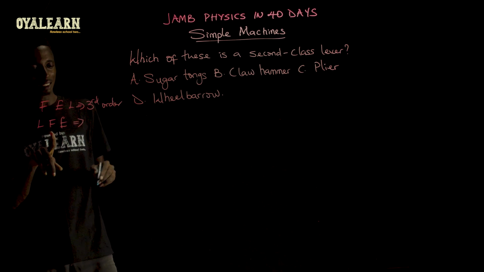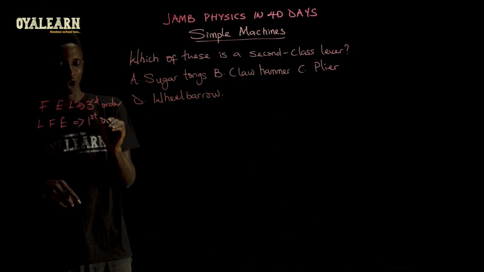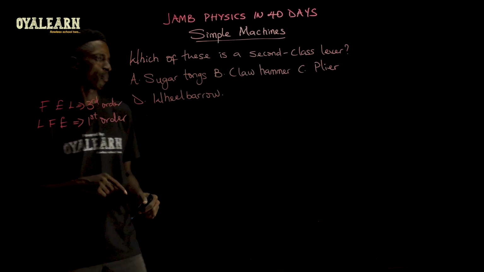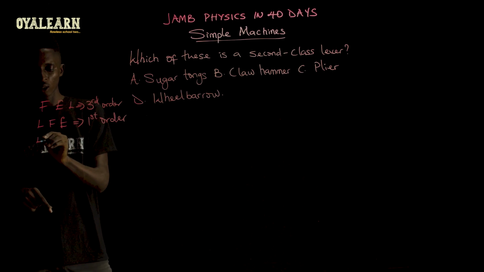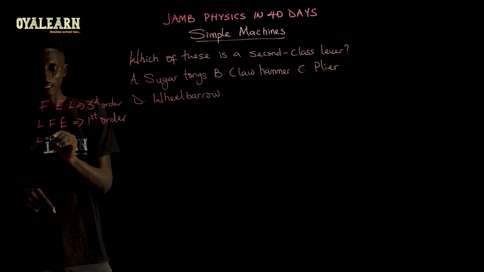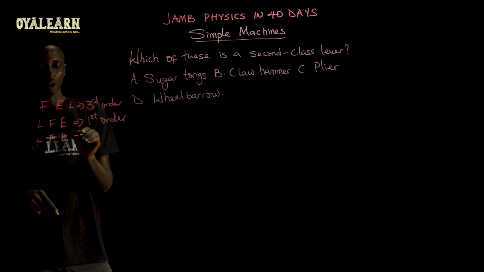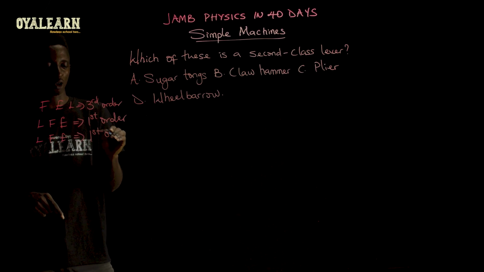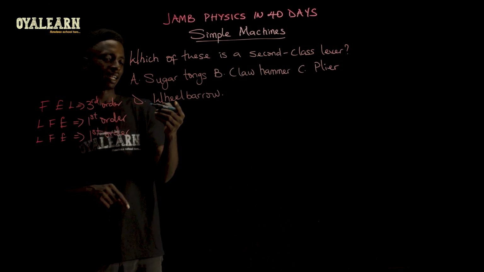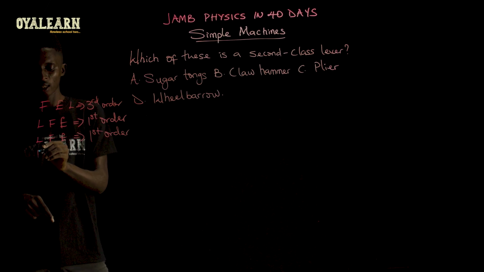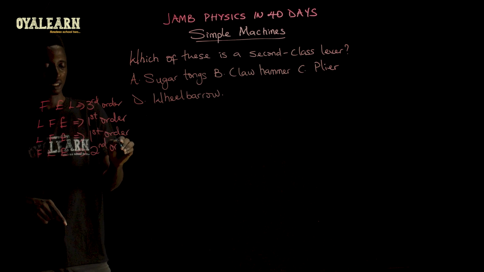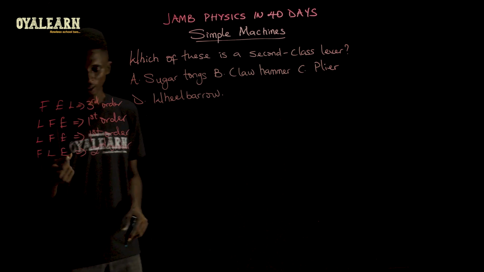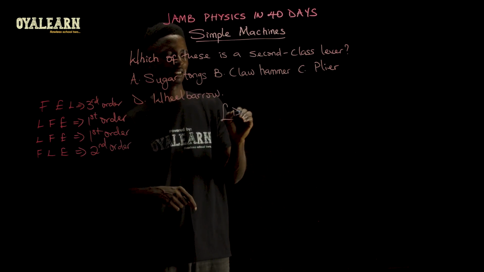Now, when the fulcrum is in the middle, that is a first order lever. Then for the plier, the arrangement is also the load, then the fulcrum, then the effort. So it is also a first order lever. And then finally the wheelbarrow, which has the fulcrum, the load, and then the effort. Because the load is in the middle in this case, it is a second order lever. So there we go. The correct answer is option D.